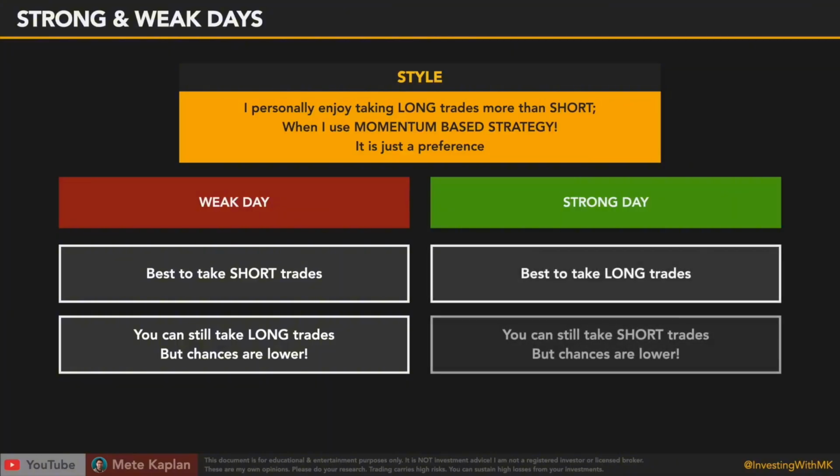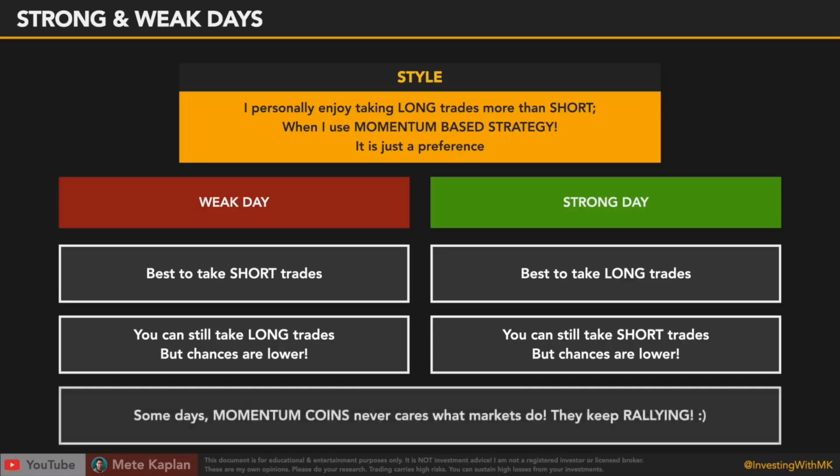So in the strong days, our best trades happen. Trades run much easier and rallies are very quick. In the end, momentum coins can act very independently. I've seen a coin rally 60% while the entire world was crashing. When it comes to trading, no one knows the future. Anything can happen in any moment.